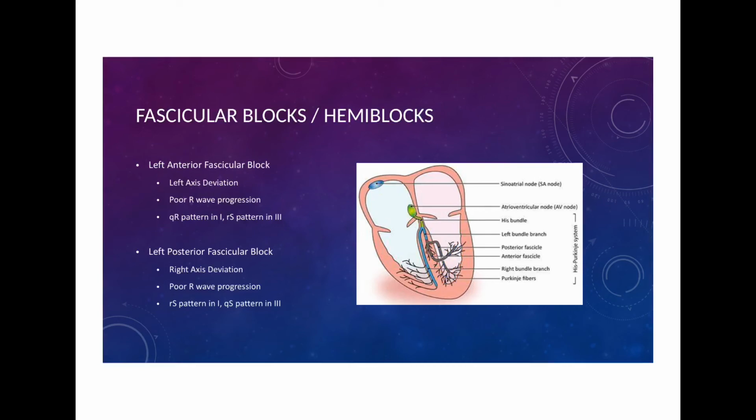On the other hand, if you block the left posterior fascicle, the left ventricle gets depolarized starting from here, and it spreads down the wall like this, whereas normally the heart would get depolarized like this. This is causing a shift of the axis more to the right.